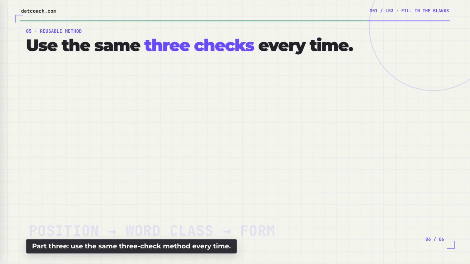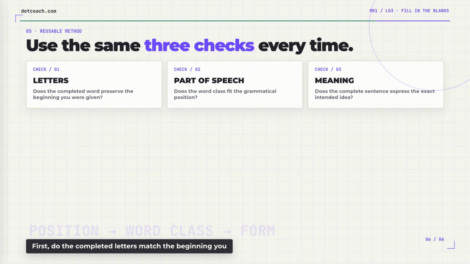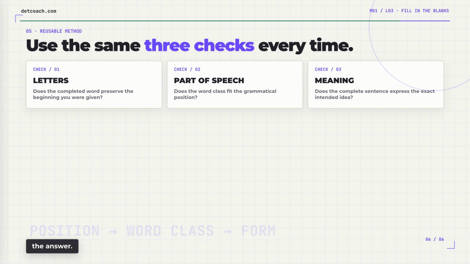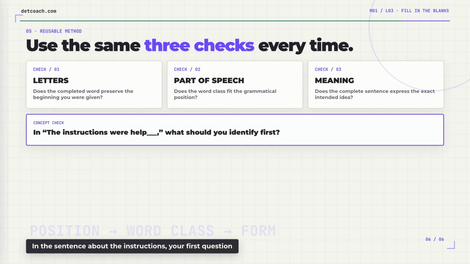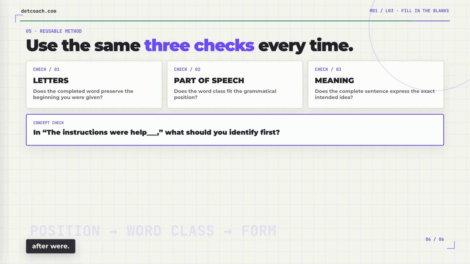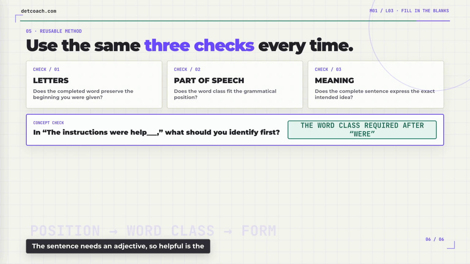Part 3. Use the same 3-check method every time. First, do the completed letters match the beginning you were given? Second, does the completed word have the required part of speech? Third, does its meaning fit the sentence exactly? If any one of these checks fails, reject the answer. In the sentence about the instructions, your first question should be, which part of speech is required after were? The sentence needs an adjective, so helpful is the correct completion.